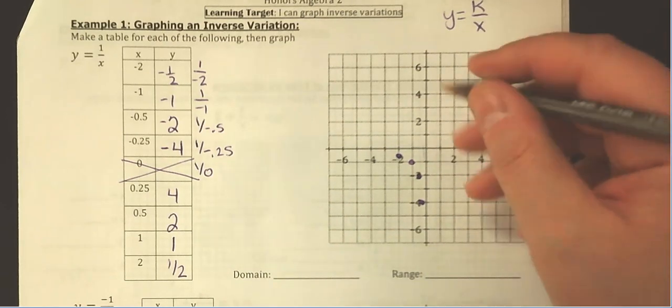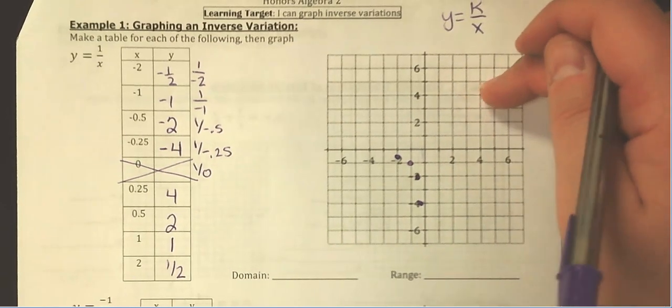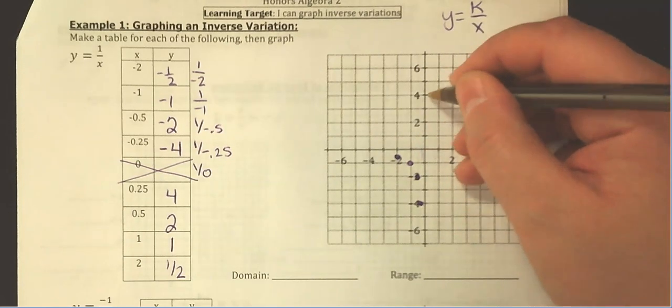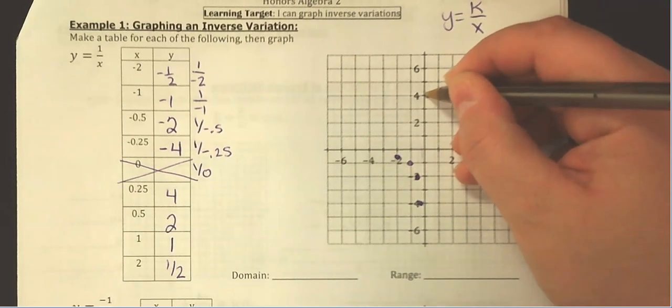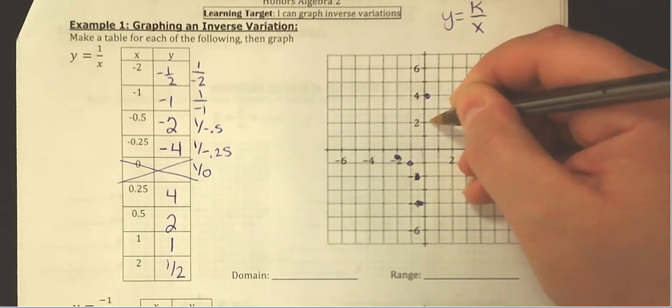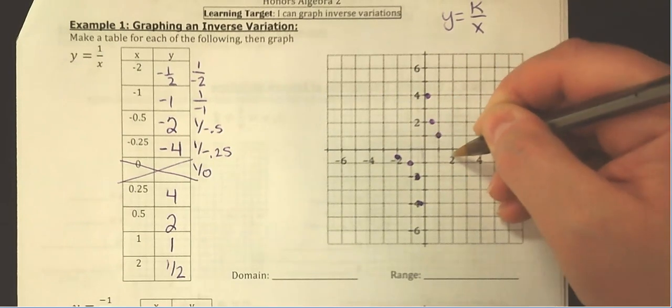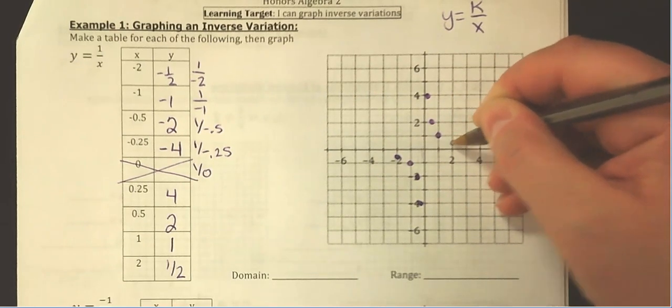Okay, so if I'm plugging in positive numbers, you're actually going to be up here. So we're going to go over 1/4. So again, real close to the x-axis, up at 4. And then halfway between 0 and 1, you're up at 2. 1, 1 is a nice point. And over 2, up 1/2.